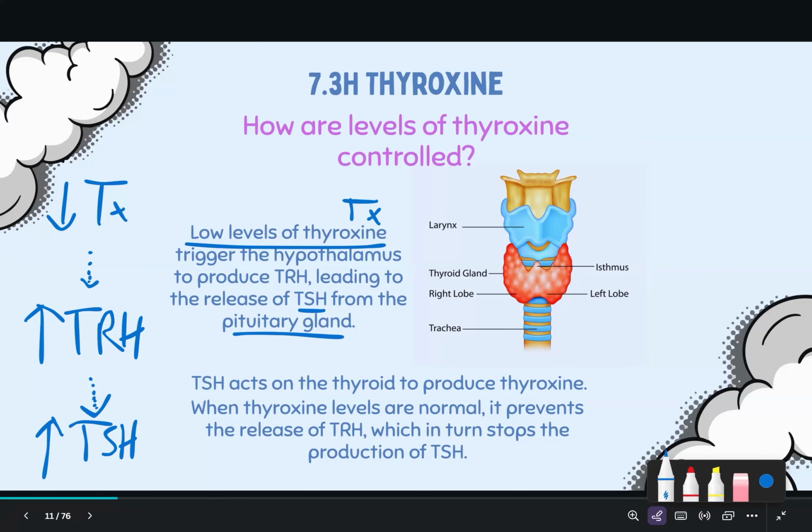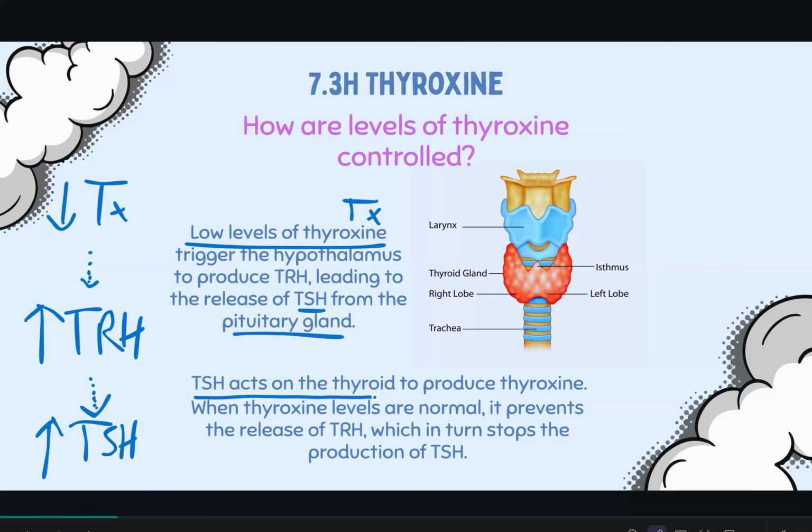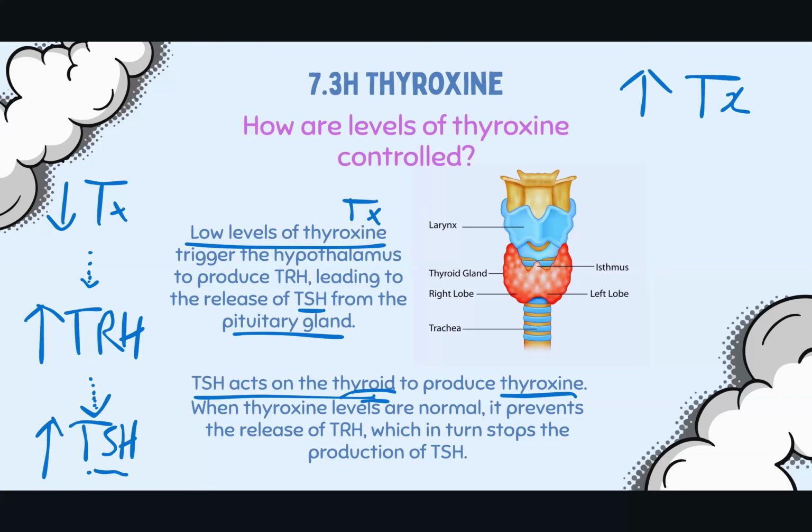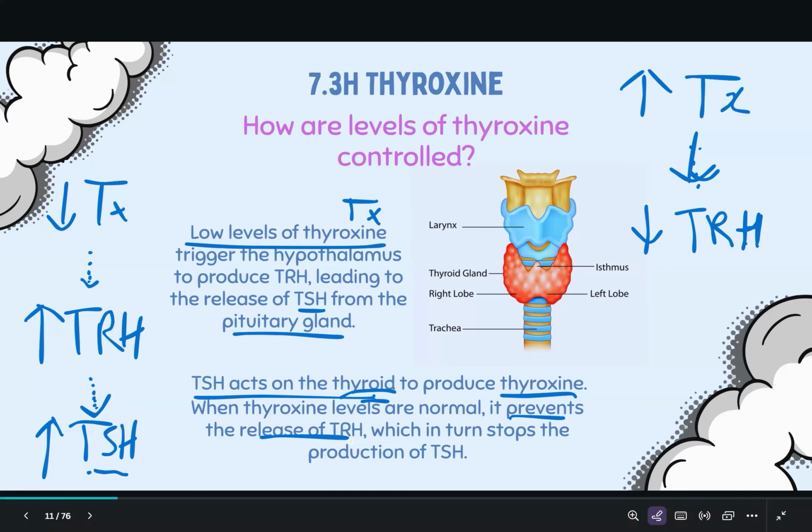Why is that significant? Because TSH acts on the thyroid gland. And what does the thyroid gland do? It produces thyroxine. So because of our increase in TSH, we now have an increase in thyroxine. Now because we have an increase in thyroxine, it prevents the release of TRH. So now we have a decrease in TRH. Now, if we've got a decrease in TRH, then the TSH production gets stopped.